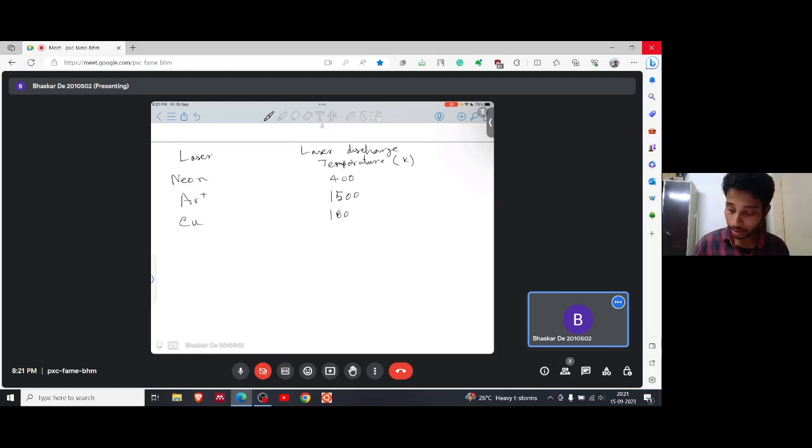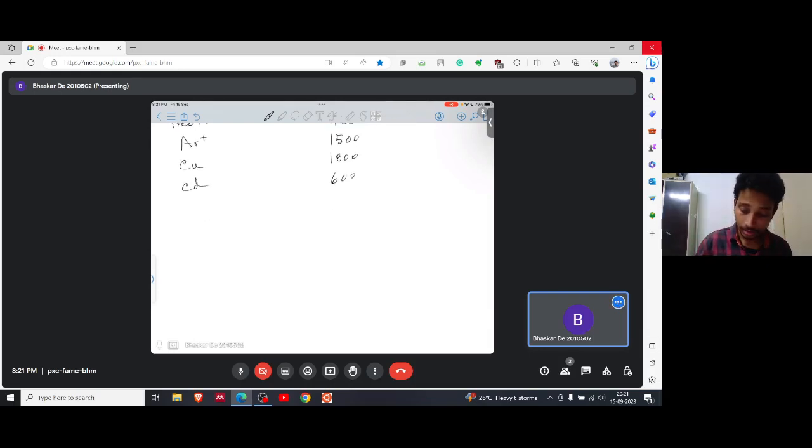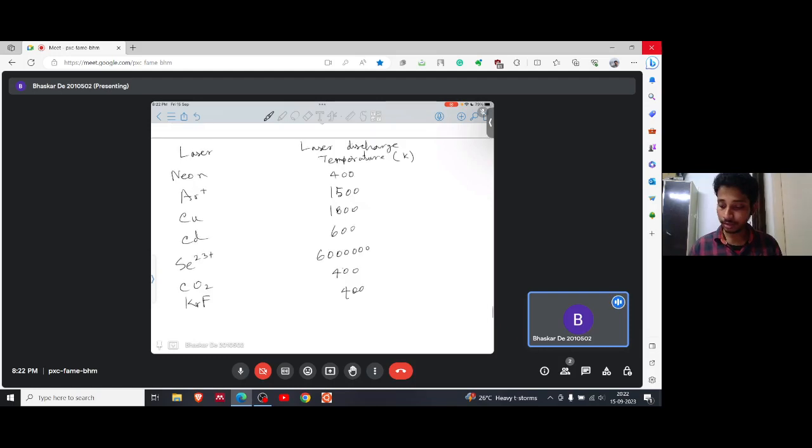Cu is 1800. Cd is 600. Ac23 plus is 6000000. CO2 has 400, and then KrF, krypton fluoride, also has 400. So these are some temperatures of the discharge tube. This discharge tube is used to generate the electrons, and then those electrons actually collide with the laser material, and then we have the population inversion or pumping.